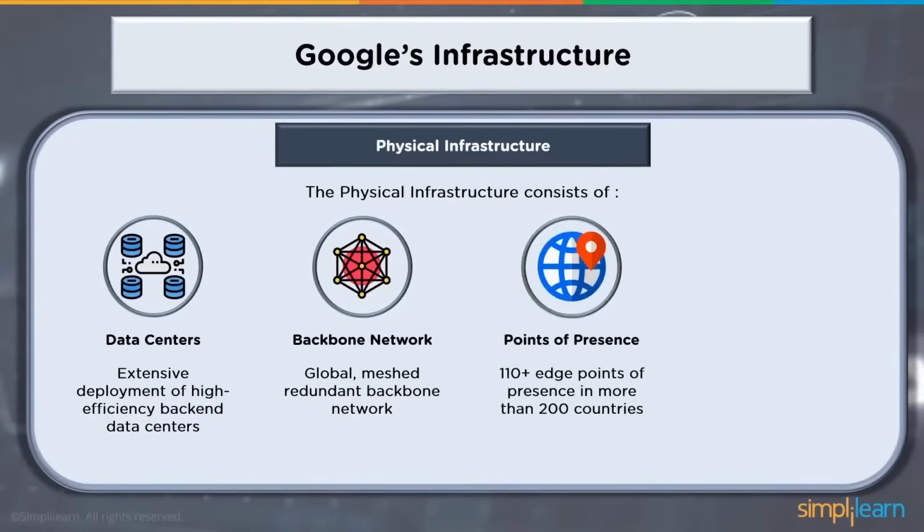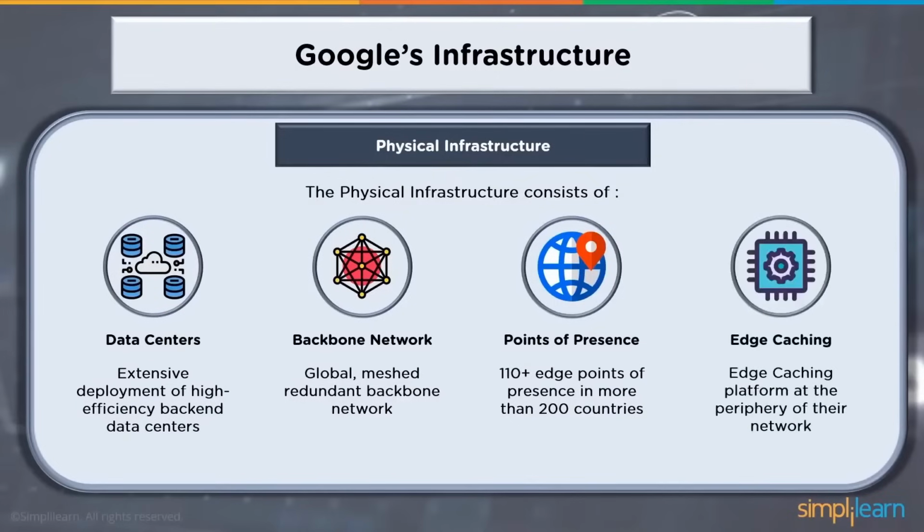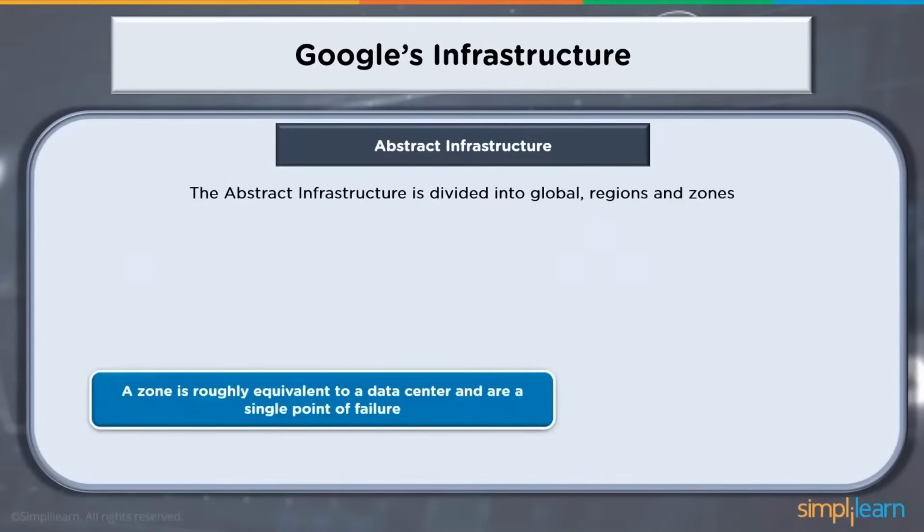Points of presence: Google has 110 plus edge points of presence in more than 200 countries, and an edge caching platform at the periphery of their network. So this is what defines the physical infrastructure of Google. Now there is much more to it than just these 4 points. When we talk about abstract infrastructure, that is divided into global, regions, and zones.